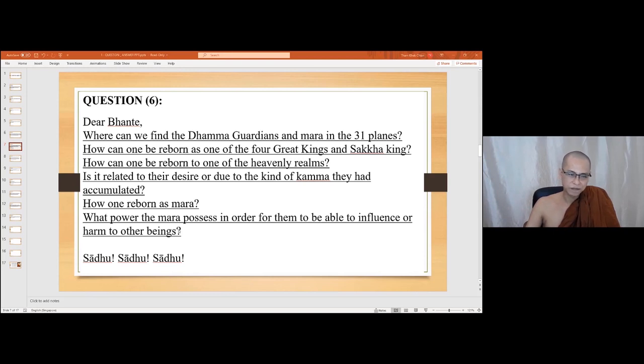Okay. How can one be reborn in one of the heavenly realms? Is it related to their desire or due to the kind of karma they have accumulated? Actually, as I mentioned in this lesson, being born by the Patisandhi, that rebirth-linking is determined by karma, but not by desire. The desire, for example, is tanha, craving, and stronger craving becomes upadana, clinging. Without the power of wholesome karma, we cannot be there.